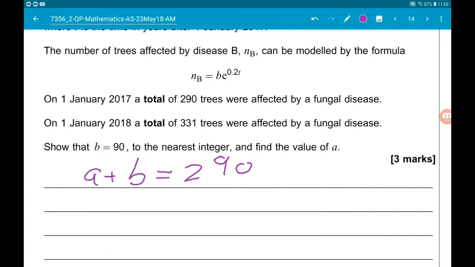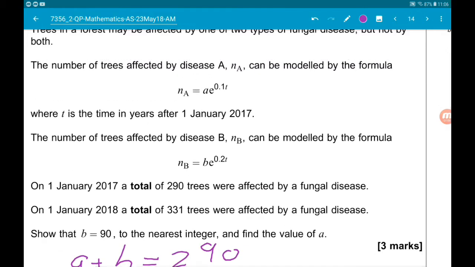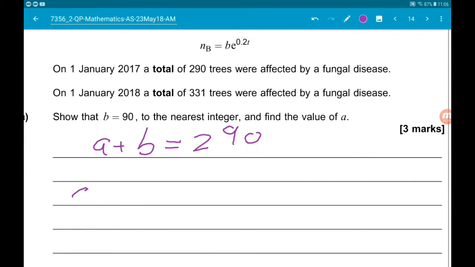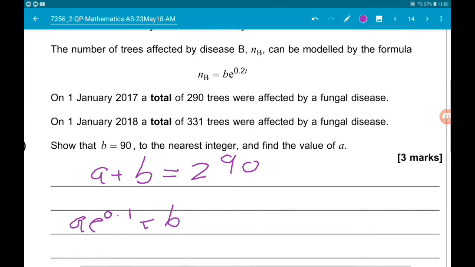so when t is equal to 1, we know that the total number of trees affected is 331. Now we know that NA would be A e^0.1 and NB is going to be B e^0.2. So we know that A e^0.1 plus B e^0.2 is equal to 331. So what we have is simultaneous equations.